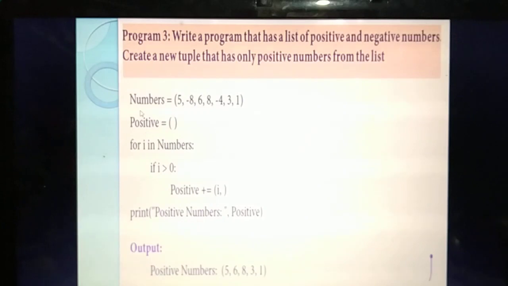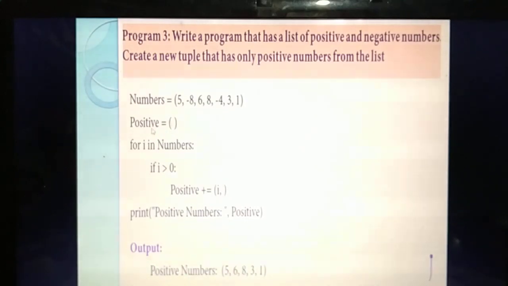What's the name of the tuple? Numbers. Okay. Inside the tuple numbers you are defining a lot of numbers. So this tuple will contain positive numbers as well as negative numbers. But in the question they asked you to create a new tuple which contains only positive numbers, isn't it? So you are creating a new empty tuple.